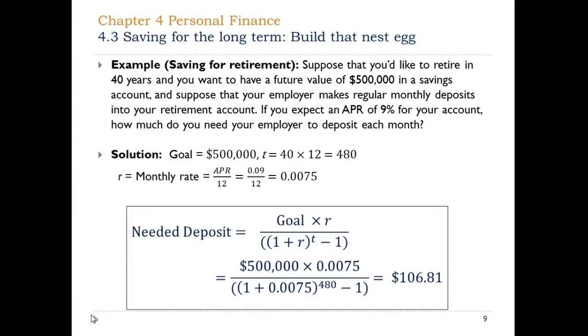Plug these values into the needed deposit formula. We have 500,000 times 75 ten-thousandths divided by (1 plus 75 ten-thousandths to the power of 480 minus 1), that's equal to $106.81. Your employer needs to deposit $106.81 into your account each month.